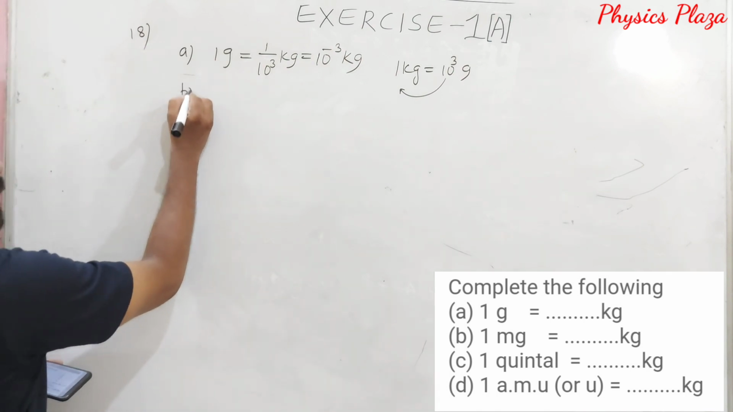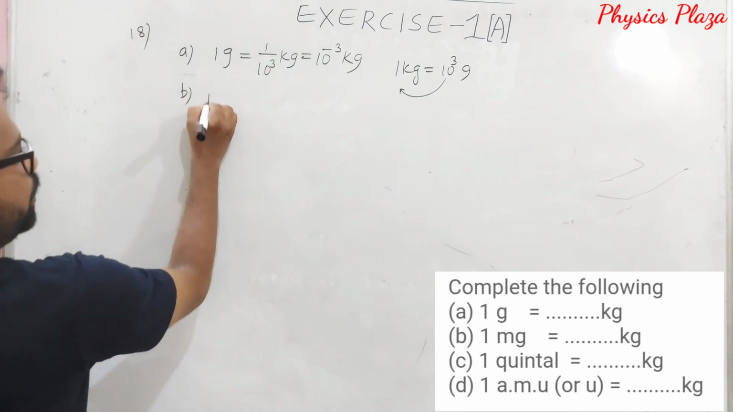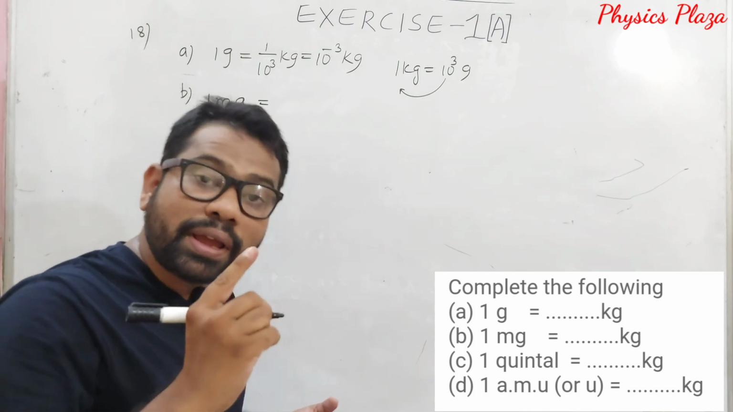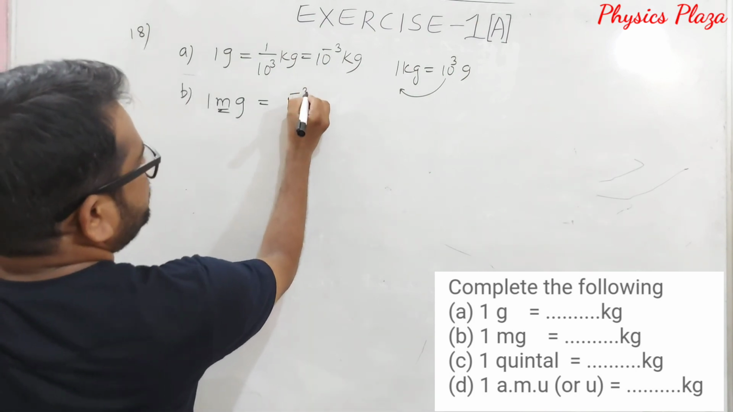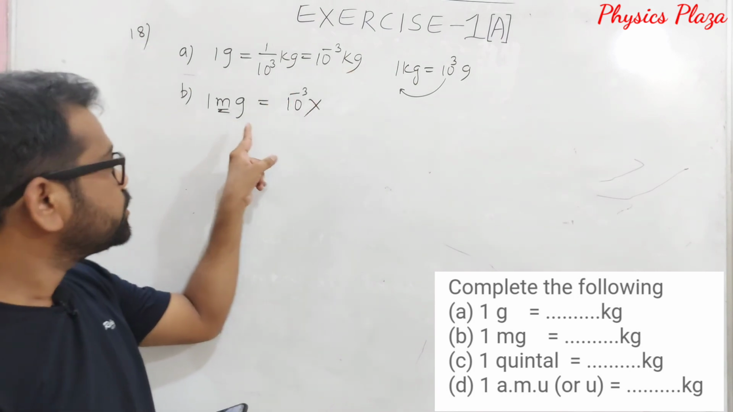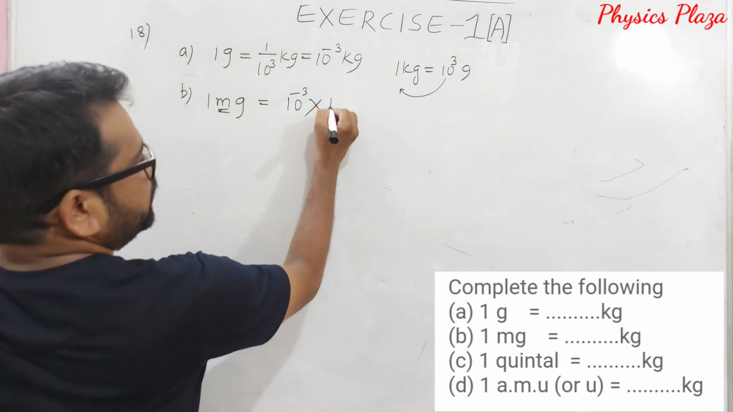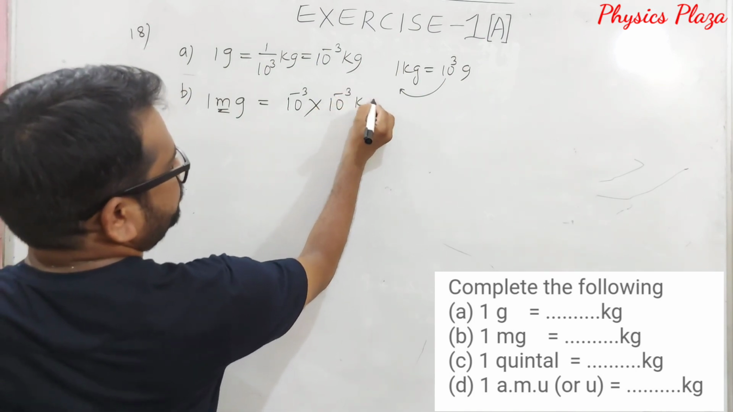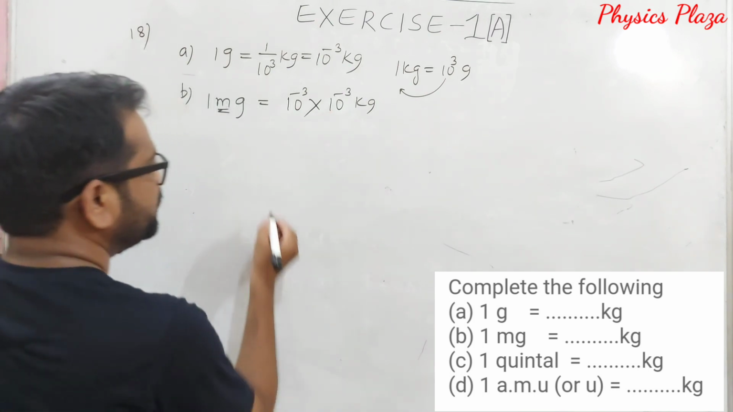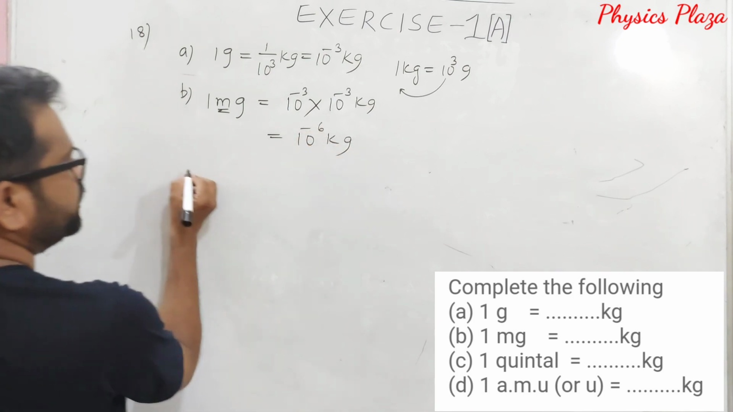That is A. Next B: 1 milligram is equal to how many kg? Children, milli is equal to 10 power minus 3. So it is 10 power minus 3 into gram. Just now we got gram is 10 power minus 3 kg, so in the place of gram you can substitute 10 power minus 3 kg. So 10 power minus 3 into 10 power minus 3 will be 10 power minus 6. So 1 milligram is equal to 10 power minus 6 kg.